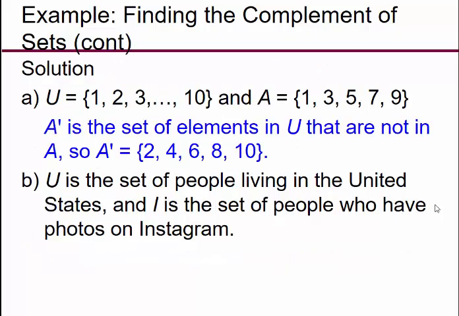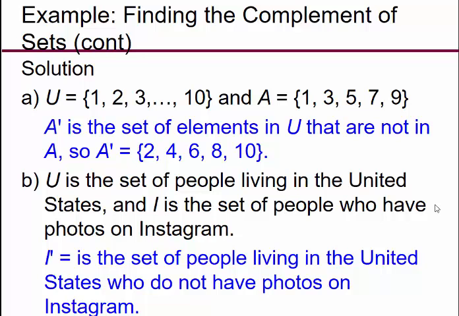So for A, we can see that A prime is a set of elements that are in U but not in A. So A prime contains 2, 4, 6, 8, and 10. And then for B, U is a set of people living in the United States, I is a set of people who have photos on Instagram. So I prime is a set of people living in the United States who do not have photos on Instagram.